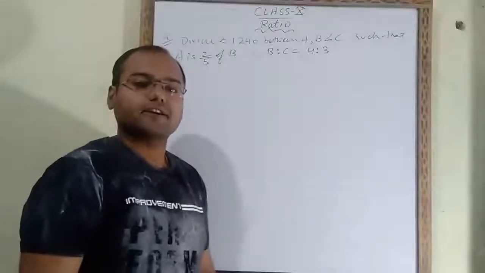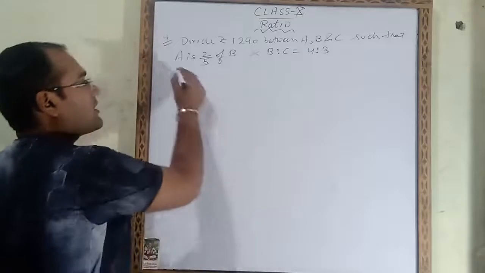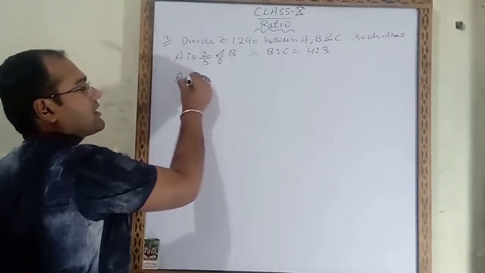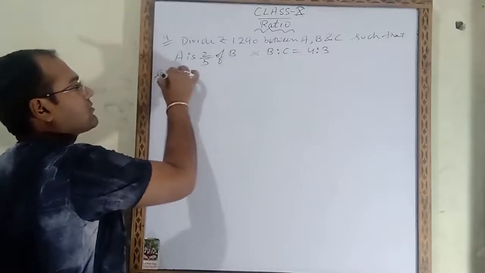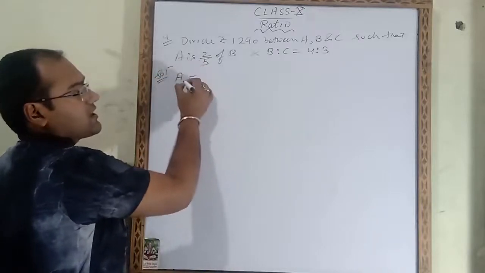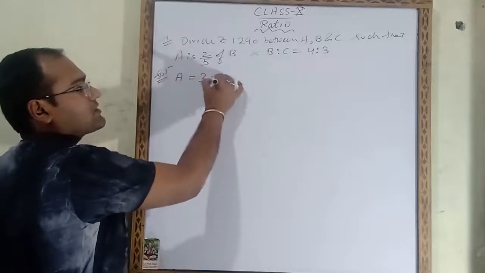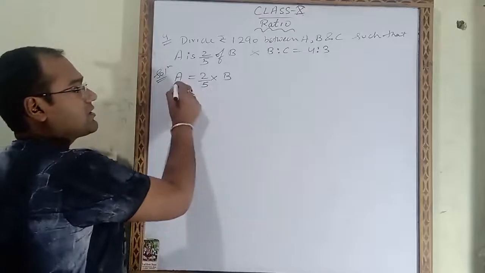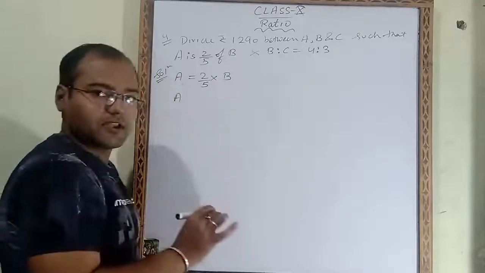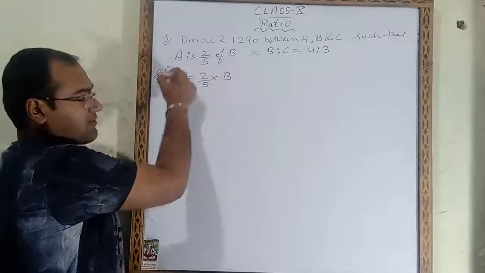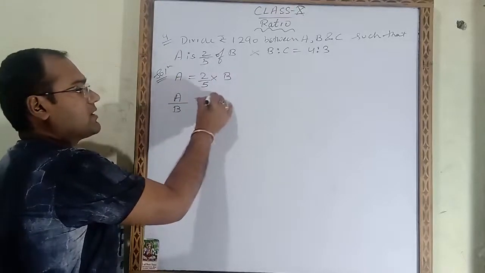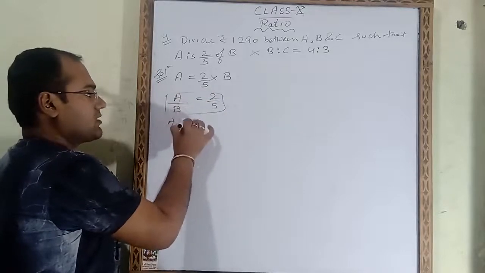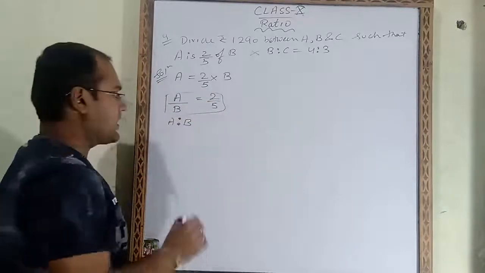First of all, we will make the ratio. Here it is given A is 2/5 of B. So A equals 2/5 of B, where "of" means multiply. A will remain at its place. This B is in multiplication, so we will bring it to the left side, and it will become divide B. Here it will be 2/5. So we got the A ratio B.